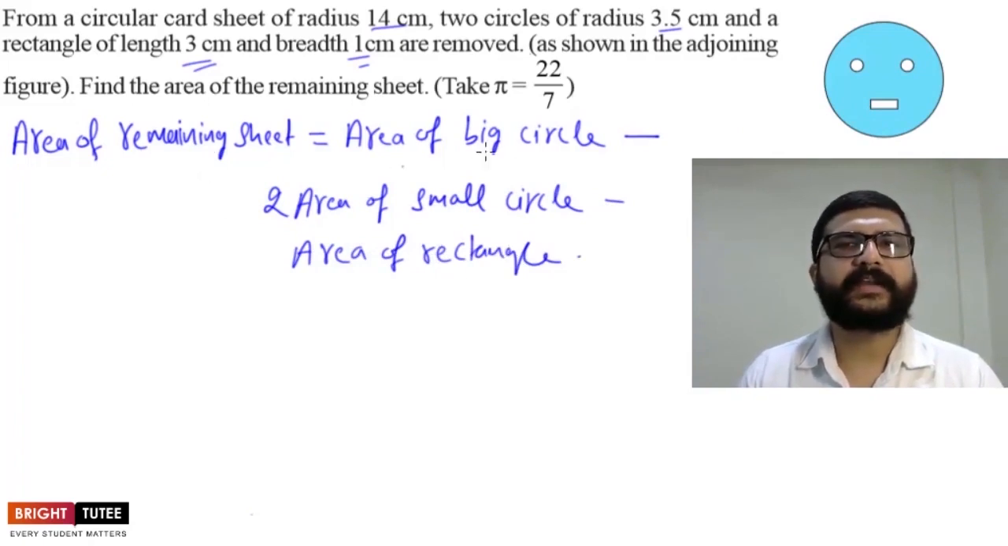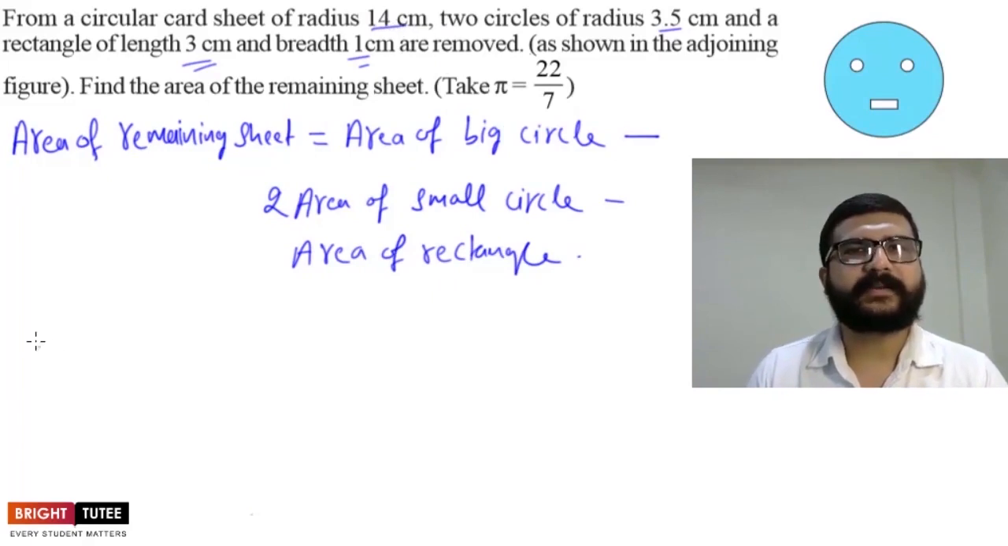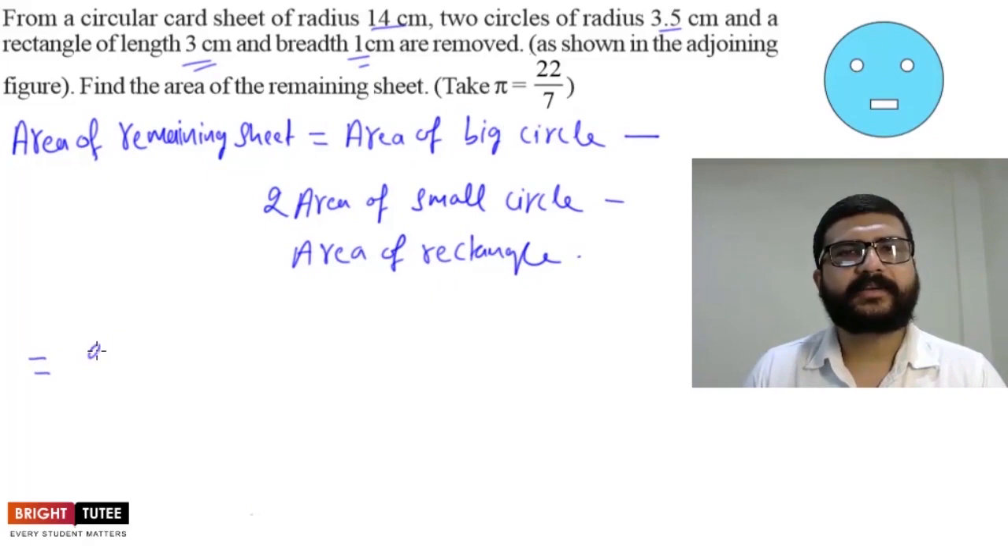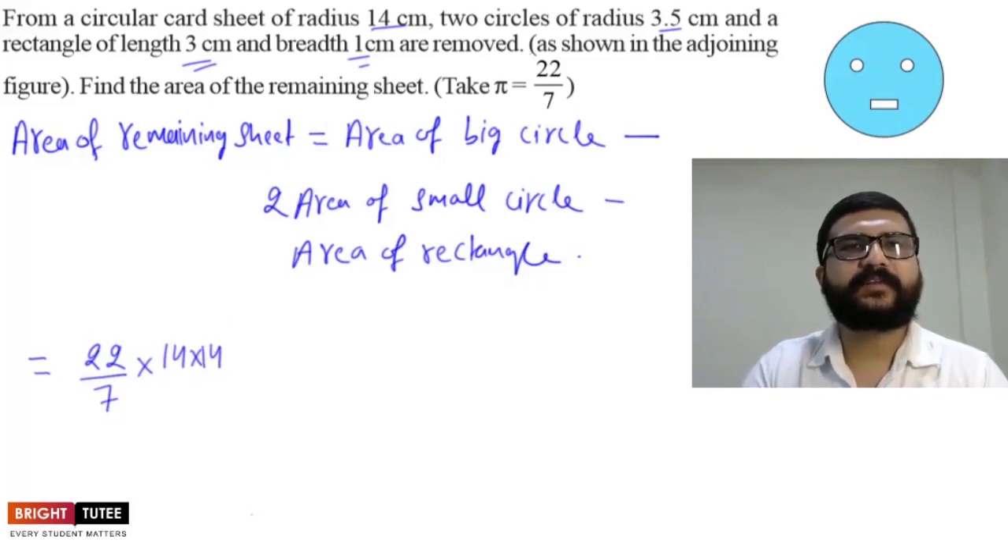Now we know how to find the area of the big circle. It is of radius 14 centimeters. So its area will be pi r square. It means 22 upon 7 into r square. R square means 14 square, and that will be 14 into 14. This is the area of the big circle, 22 upon 7 into 14 into 14.